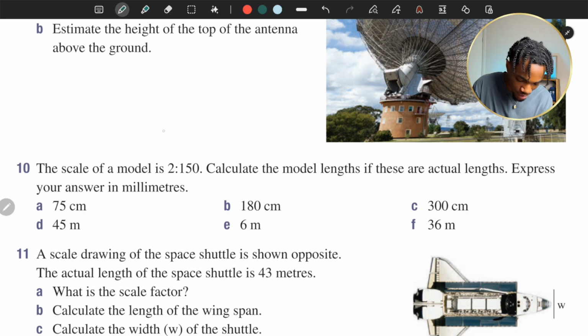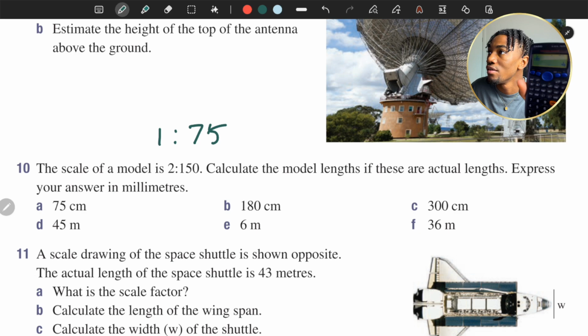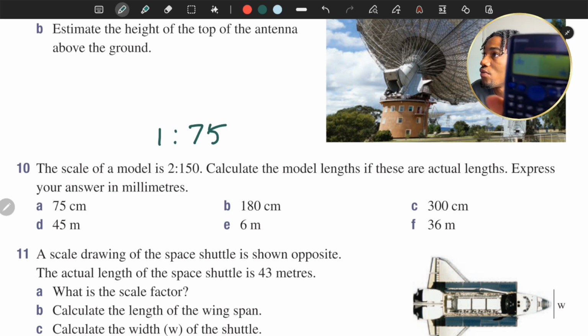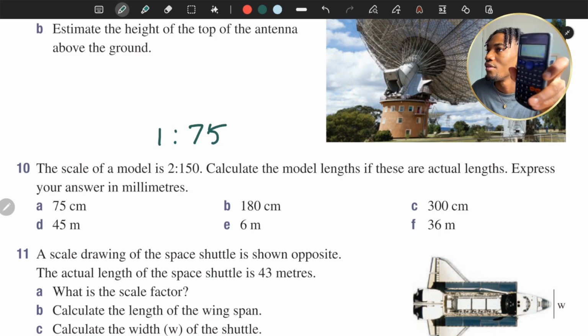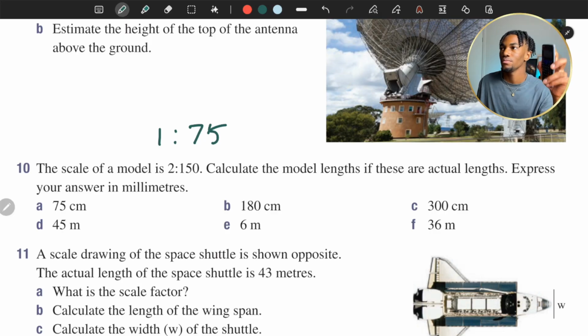I don't know if this will focus, but I'll put this here. We just put 2 over 150 in the calculator, and it gave us 1 over 75. So that's the ratio. So all we have to do now is, the scale of the model is 2 to 150 or 1 to 75.